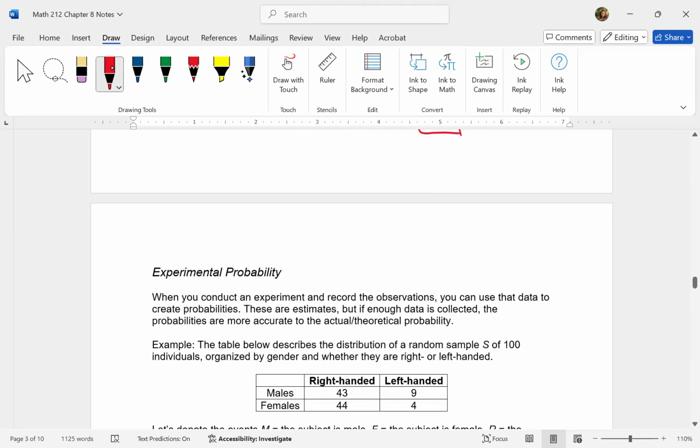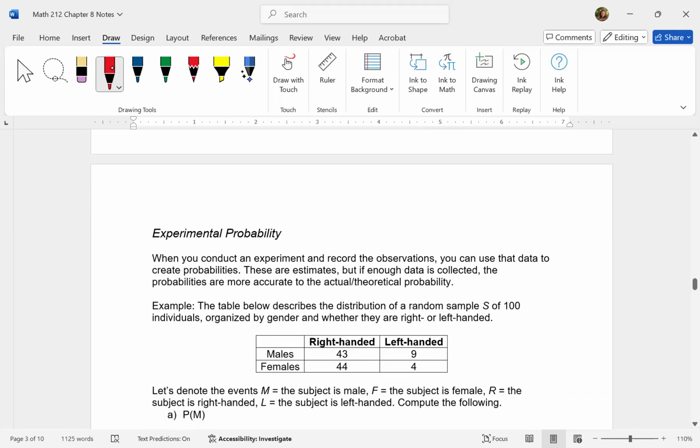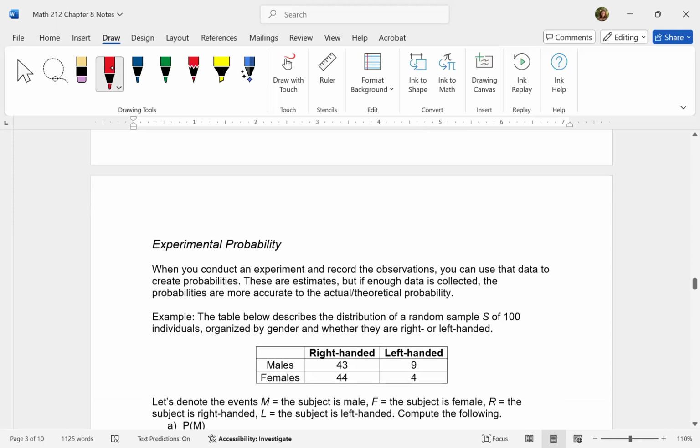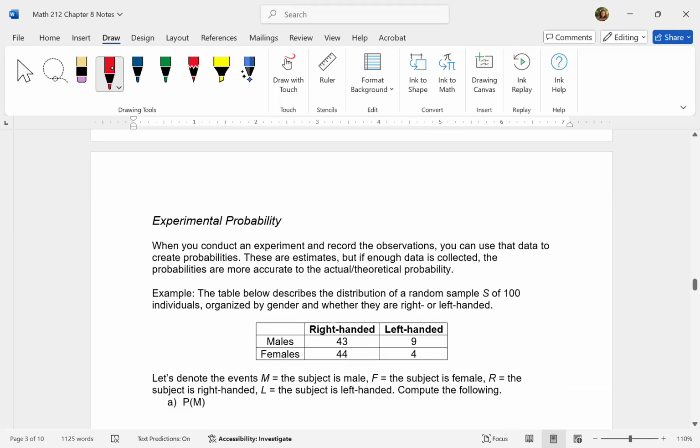Okay, and then they like to hit on experimental probability a little bit, and I deviated a tiny amount from the experiments to show you an example of this type of probability, but not really with an experiment, more with data collection. I kind of cheated a bit for this, just so that we didn't have to worry about trying to do simulations. Here we have a table of information. They surveyed 100 people, organized by gender and whether they are right or left-handed. So male, female, right-handed, left-handed.